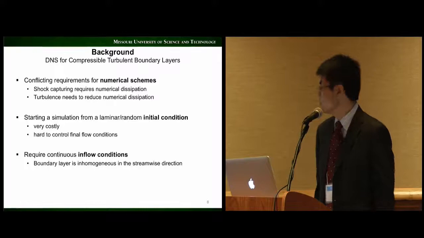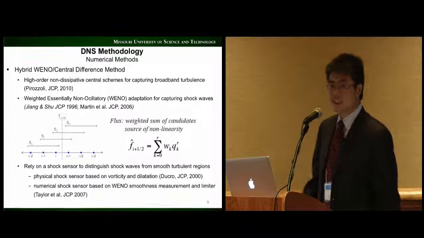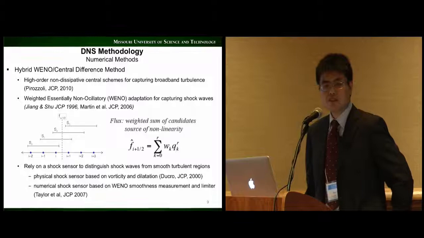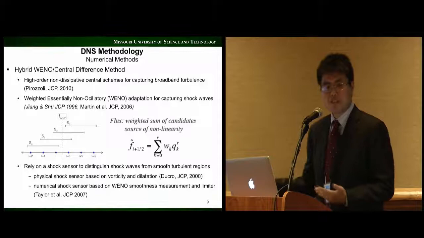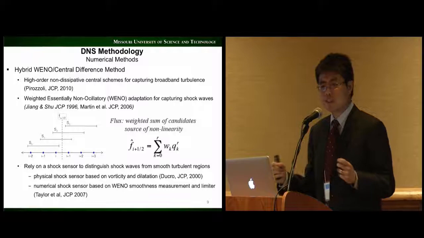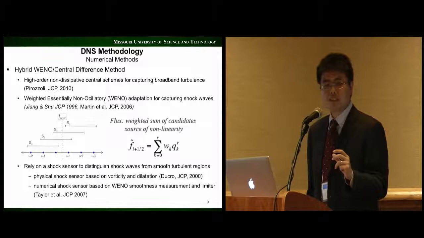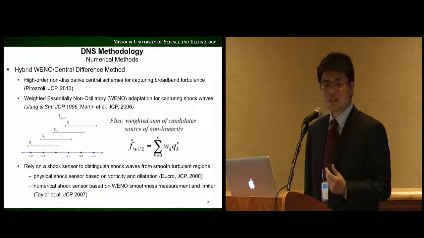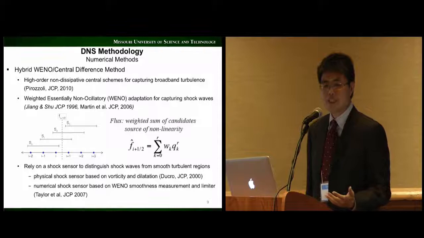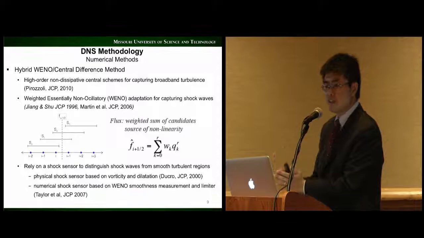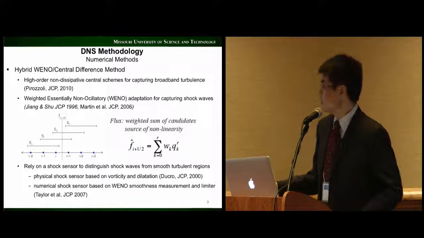To tackle these challenges, we use a so-called hybrid method. We have a WENO, a weighted essentially non-oscillatory scheme that can capture shock waves, and we also have a central difference which can be used to capture these small-scale turbulent structures. Those are the actual sketch of the WENO method. Then we rely on two mechanisms to switch back and forth. We can use a numerical shock sensor, like a WENO limiter, which can turn WENO adaptation on and off. We can also use a physical shock sensor, which identifies the region of shock waves as well as the region of turbulence. That's the idea of our scheme.